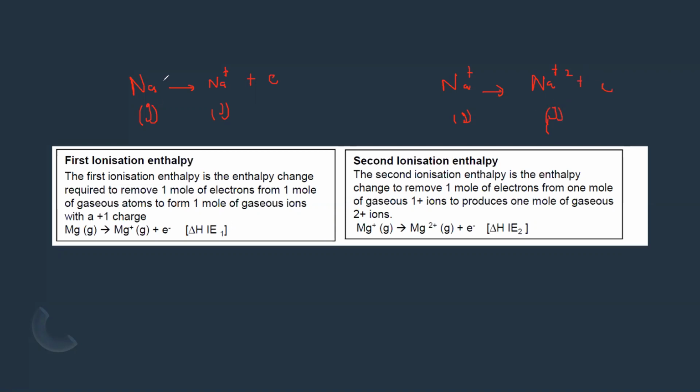So first ionization is when we remove the first electron. Second ionization is when we remove the second electron. Is it clear? And the second ionization is always higher than the first ionization, because in the first you are removing an electron from a neutral atom, but in the second a charge is already there and you want to remove an electron. This electron will have attraction towards the positive ion, so it becomes difficult to remove the electron. That's why the second ionization will be higher than the first ionization. Always it is higher than the first ionization.